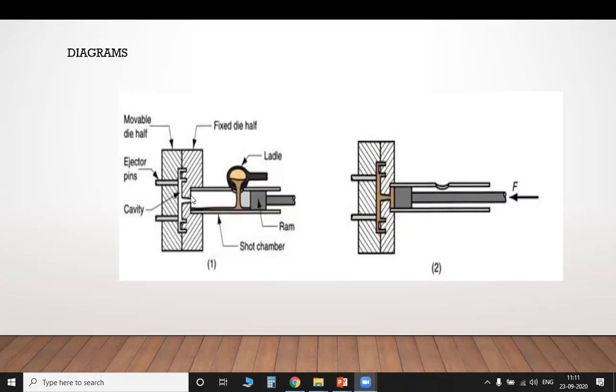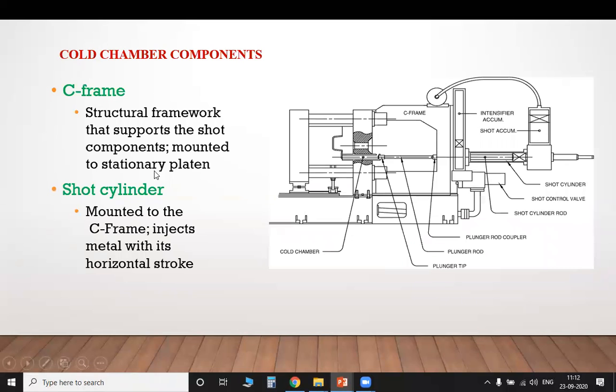Until it solidifies, the plunger cannot be reversed to its back position. This second diagram explains how the plunger moves until solidification. The plunger cannot return to its original position. Okay, so we will see what components are used. Here is the C frame. This is the C frame.